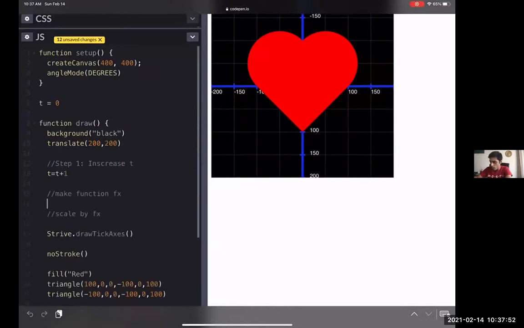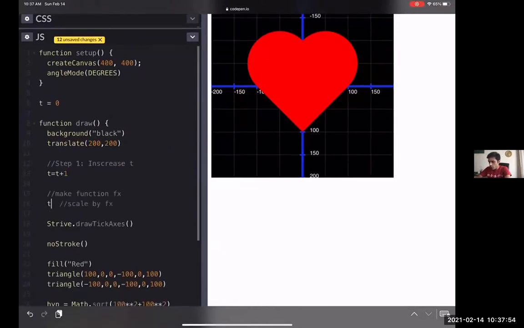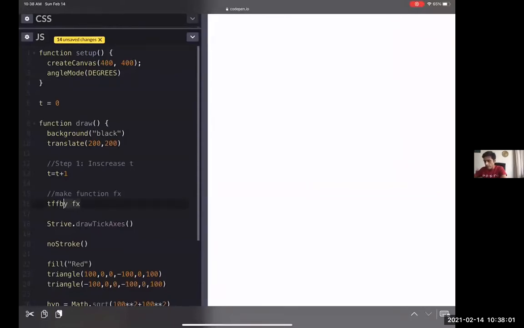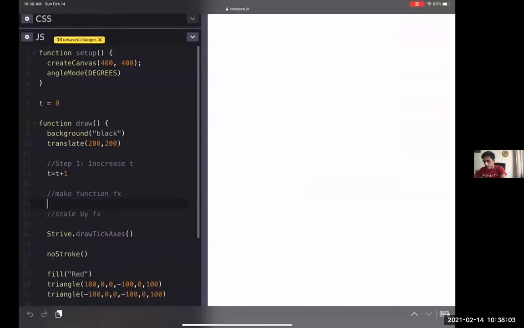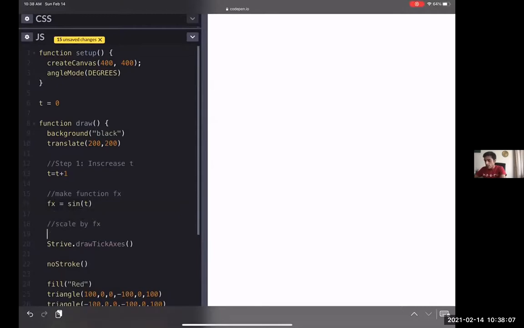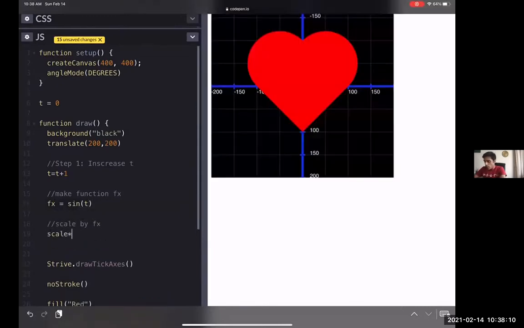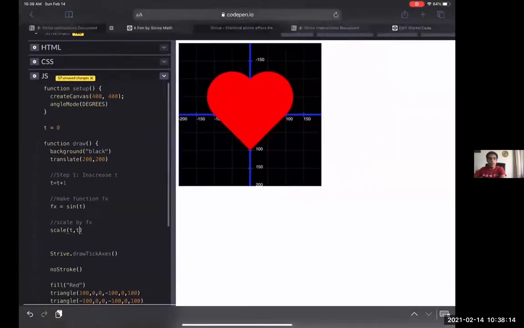Why? Okay, whatever. T, our function is f(x). No wonder. Okay, f(x) is equal to sine t, right? And then I will scale by t. So scale t comma t, right? So now your heart should be beating upside down.